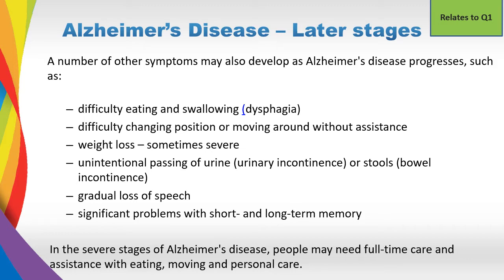In the later stages, people may have difficulty eating and swallowing. This is known as dysphagia. They might have difficulty changing position or moving around without assistance, so they might not be able to roll over in bed and stop themselves being uncomfortable. They may have weight loss, which could be severe. They might have urinary incontinence or bowel incontinence. They'll gradually lose their speech, and they'll have significant problems with their short and long-term memory. In the final stages of Alzheimer's disease, people will need full-time care and assistance with eating, moving, and personal care.